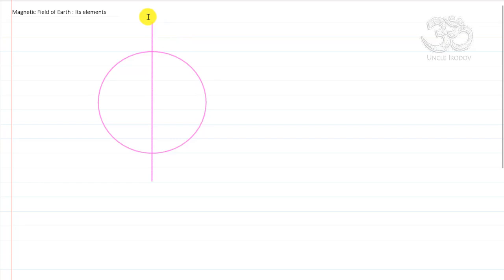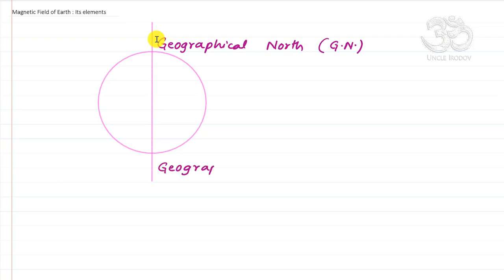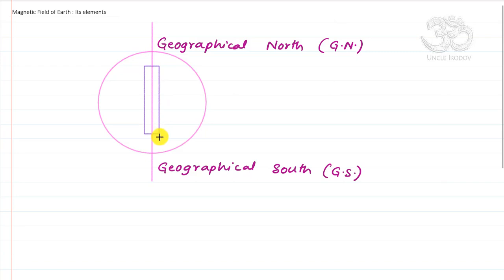This is probably geographical north, let me call it GN in short, and geographical south, and let me call it GS for short. And there is a bar magnet inside the Earth. Let me show you that bar magnet to begin with as a rectangle that is aligned exactly with geographical north and geographical south. So maybe this is the bar magnet.